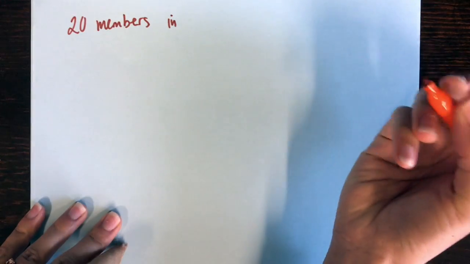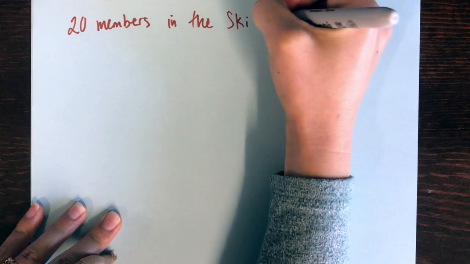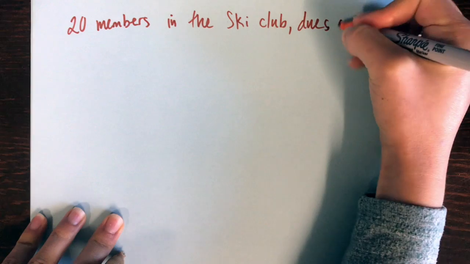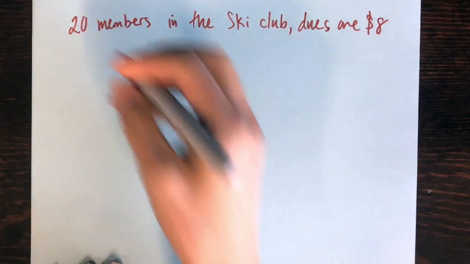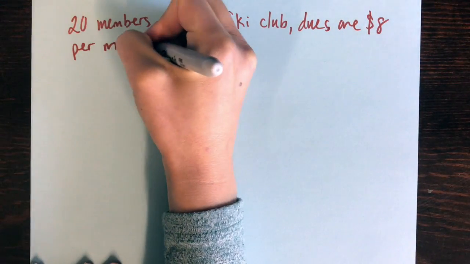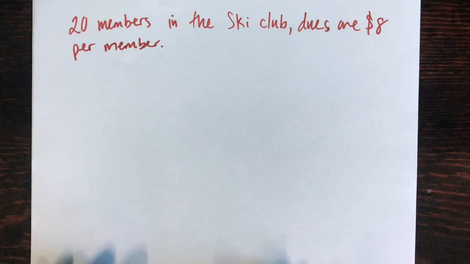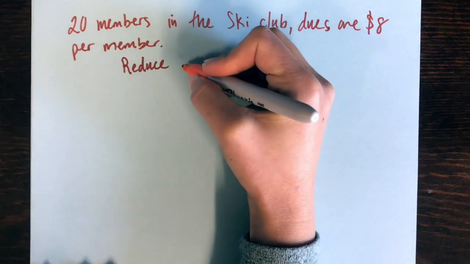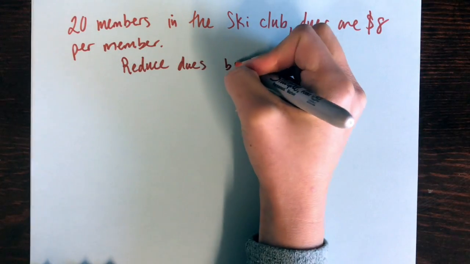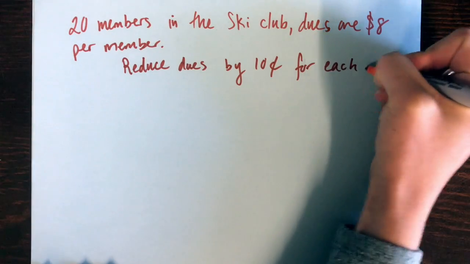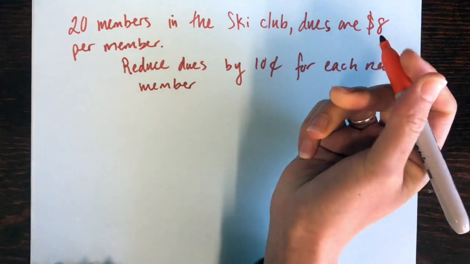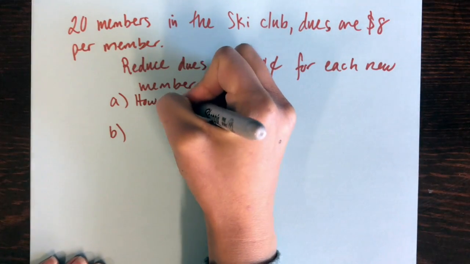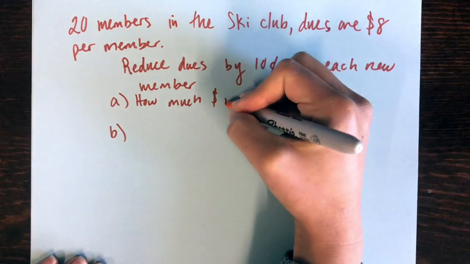Let's suppose we have another problem where we have 20 members in a ski club, and they're each going to be paying a certain amount of membership. The membership is going to be $8. That's their dues. But let's say that they want to encourage new membership. So for every new member that they receive, they're going to reduce this $8 fee by 10 cents for each new member. So we're trying to figure out what is the ideal situation where the ski club is making the most money.